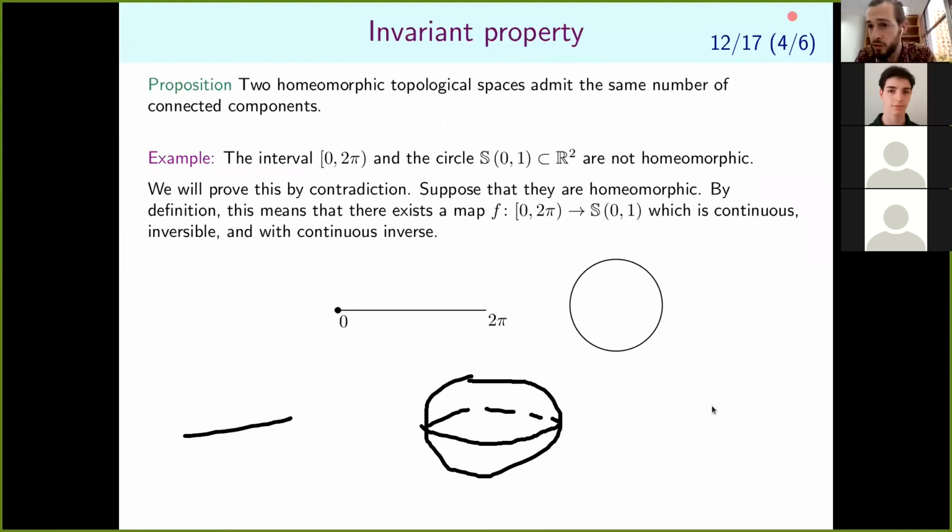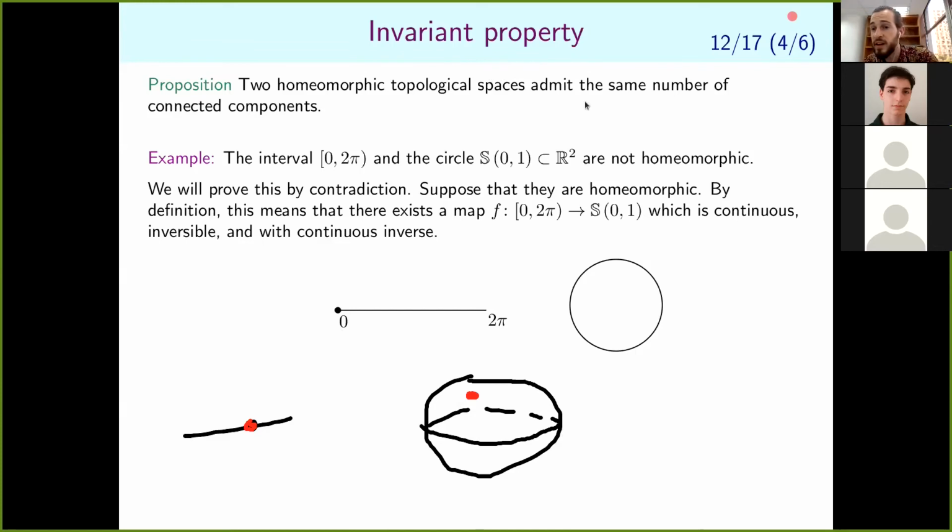I will use the same reasoning to prove that the interval and the sphere are not homeomorphic. I suppose that they are. I remove a point on my interval here. This has an image here. And I obtain here a topological space that has two connected components, and here a topological space that has only one. The sphere without a point has only one connected component.